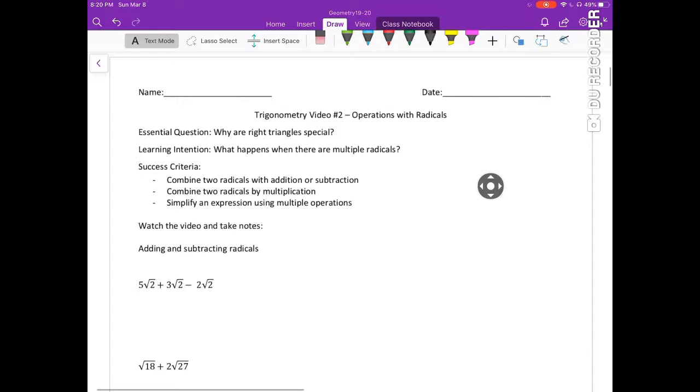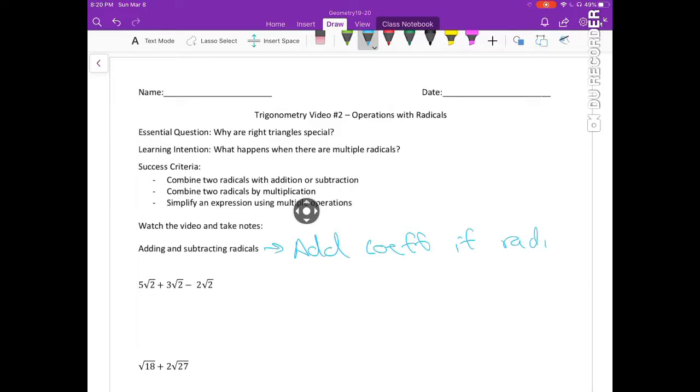And as you know, by the end of the video, I should be able to do these three things. Okay, so take a minute, read those over, make sure we know how to do them. Okay, now adding and subtracting. Adding and subtracting, you can add the coefficients if the radicals are the same. So just like we do with variables, right? So if we have two variables that are exactly the same, like 1x and 2x, we can add those together. The same thing goes for radicals.